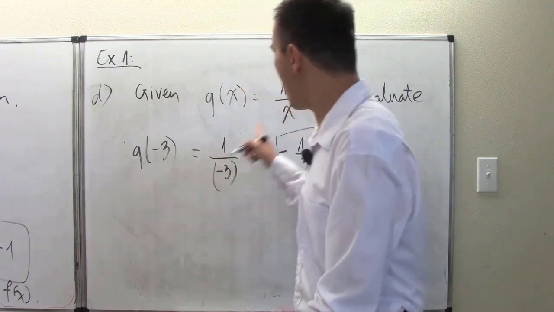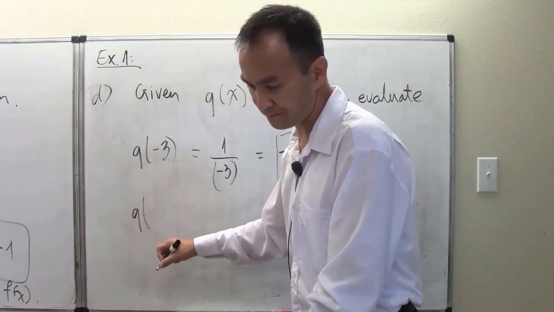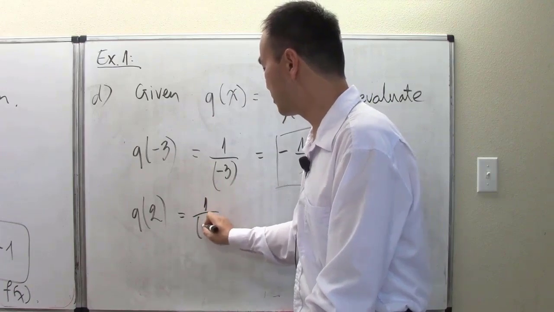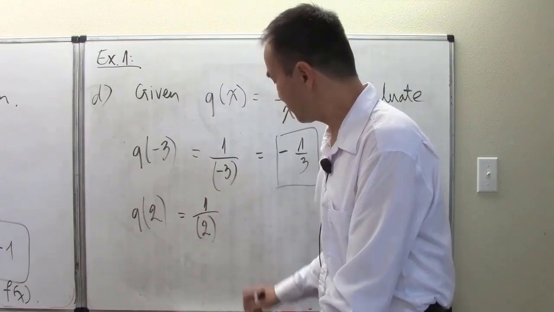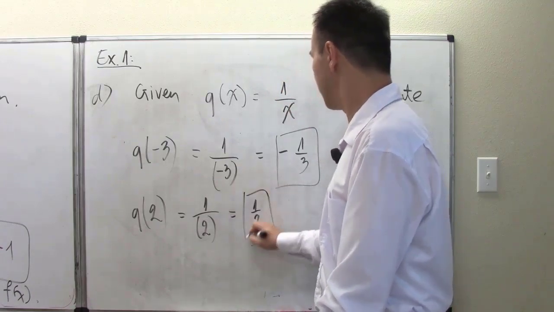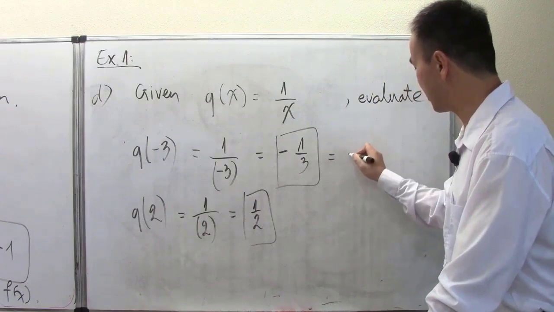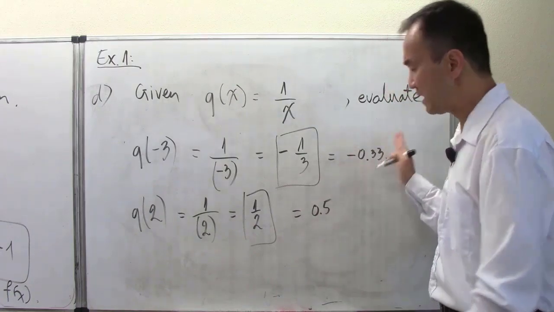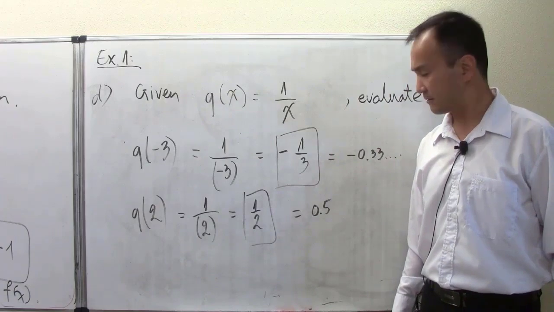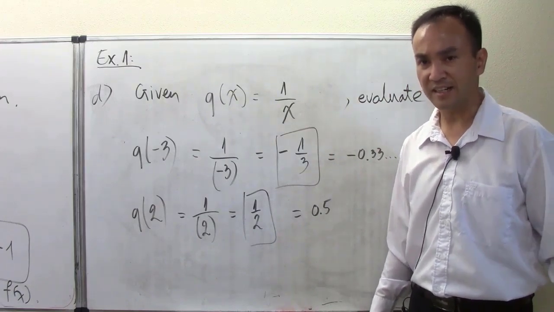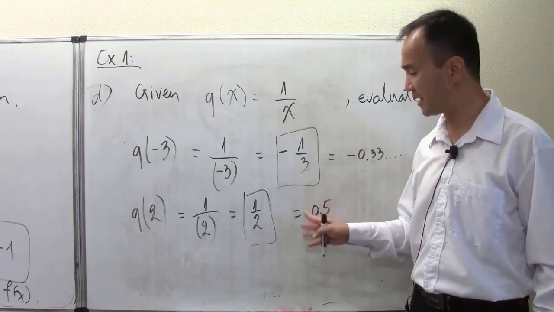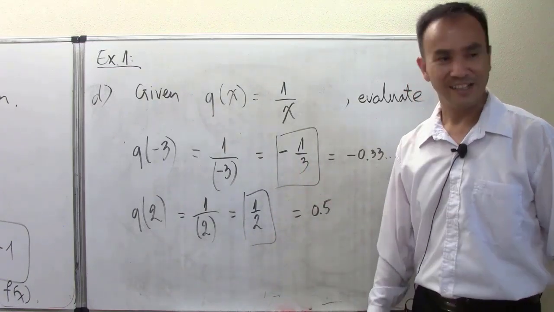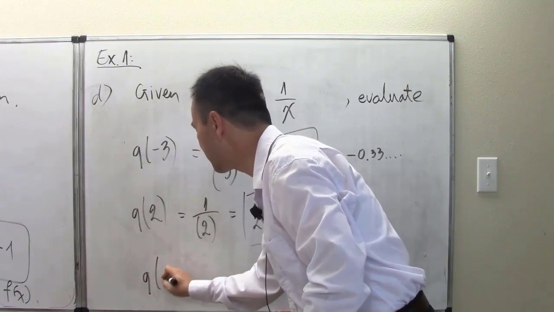The question also asks you to evaluate q of 2. We tried a negative number, and now we try a positive number. The rule says 1 over the input value, so 1 over 2, which is simply the 1/2 value. Numerically, in decimals, this is about negative 0.33 and a lot longer, and this is about positive 0.5. But writing a fraction as a decimal is not a requirement. At least in my class, I never require my students to do that. As a matter of fact, I prefer that my students leave the answers in fraction form and get comfortable with fractions.